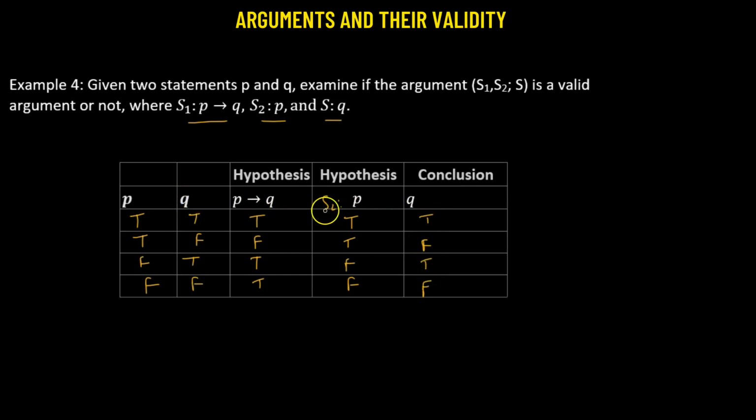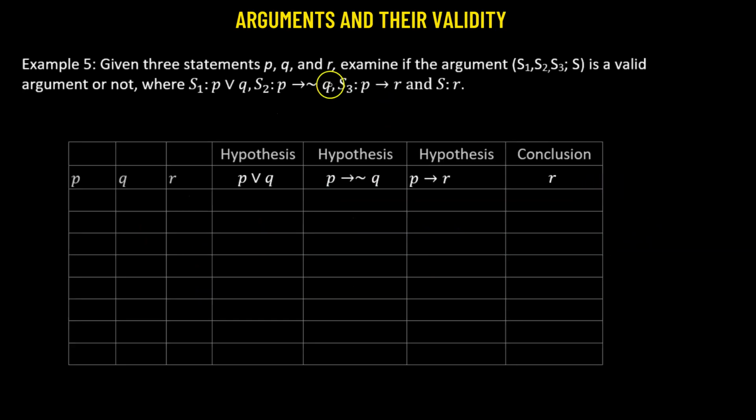Yeah, what we will do, we'll find a critical row. So this is one critical row because both the two hypotheses are true. Then we do not have any other row where the hypotheses are both true at the same time. So that means there is only one critical row, and for that particular critical row, the conclusion is also true. So that means this is a valid argument. So let's move on to the next problem.